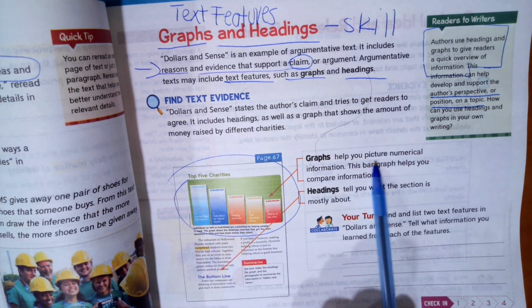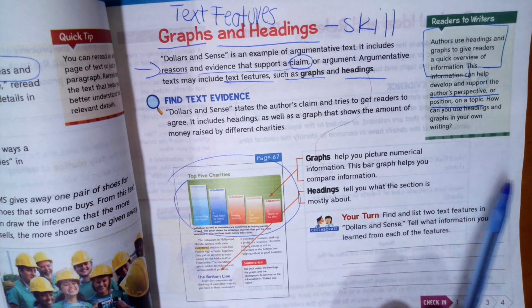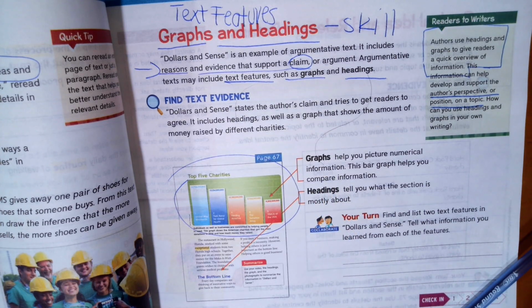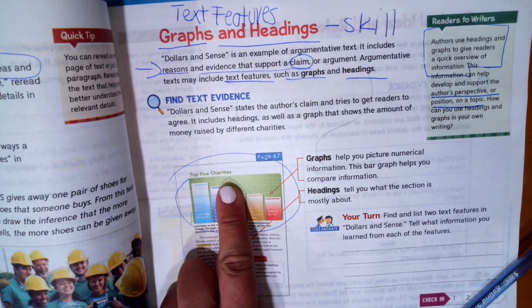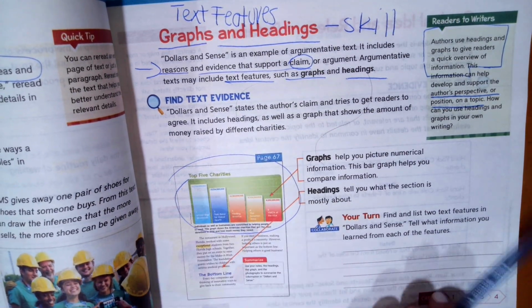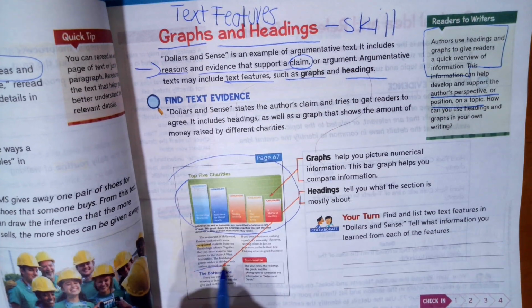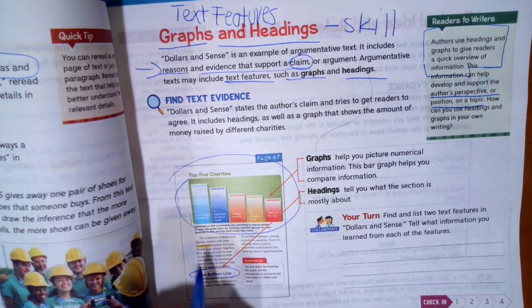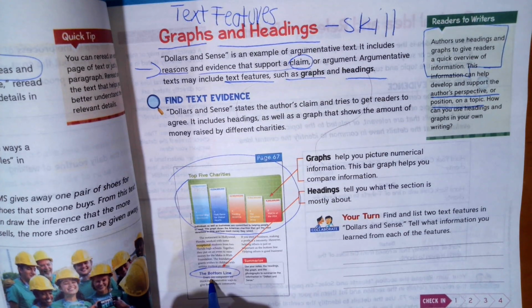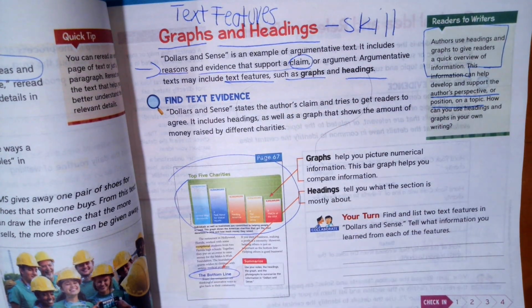Okay, so this graph helps you picture numerical information. This bar graph helps you compare information. Headings, such as the one here, Top 5 Charities, tell you what the section is mostly going to be about, which is over here. This is the title of the bar graph, and here is the main heading. So here, let's go to the question.